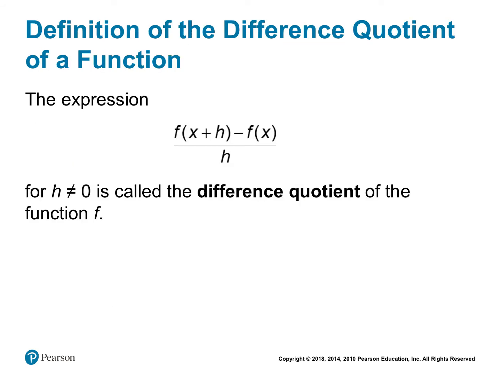Okay, now we're going to finish with the definition of the difference quotient of a function. So this is the expression we're going to be using, and h cannot equal 0. It's called the difference quotient of the function f. So we're going to be looking at some examples on the next few slides.